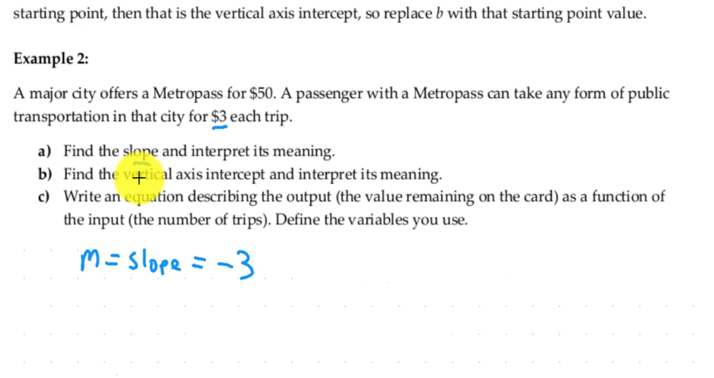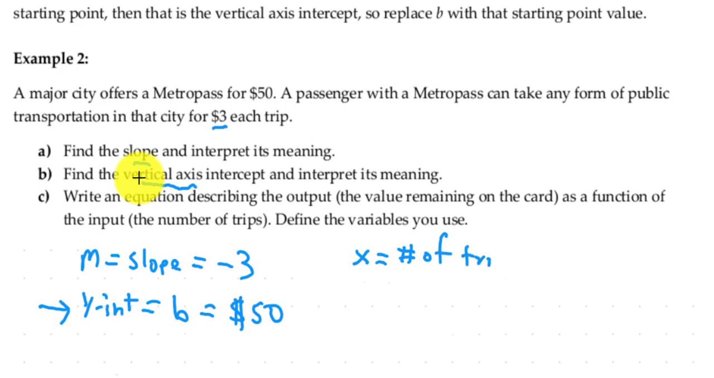The b, or the y-intercept. So I'm going to write y-intercept, which is our b, is going to be the initial value of the card, that's the $50. And by the way, I just want to again mention, vertical axis intercept is the same thing as y-intercept. So then the last part, it says write an equation describing the output as a function of the input. So I'm going to say x equals number of trips, and y equals value on card. So remember, the value on the card was initially $50.